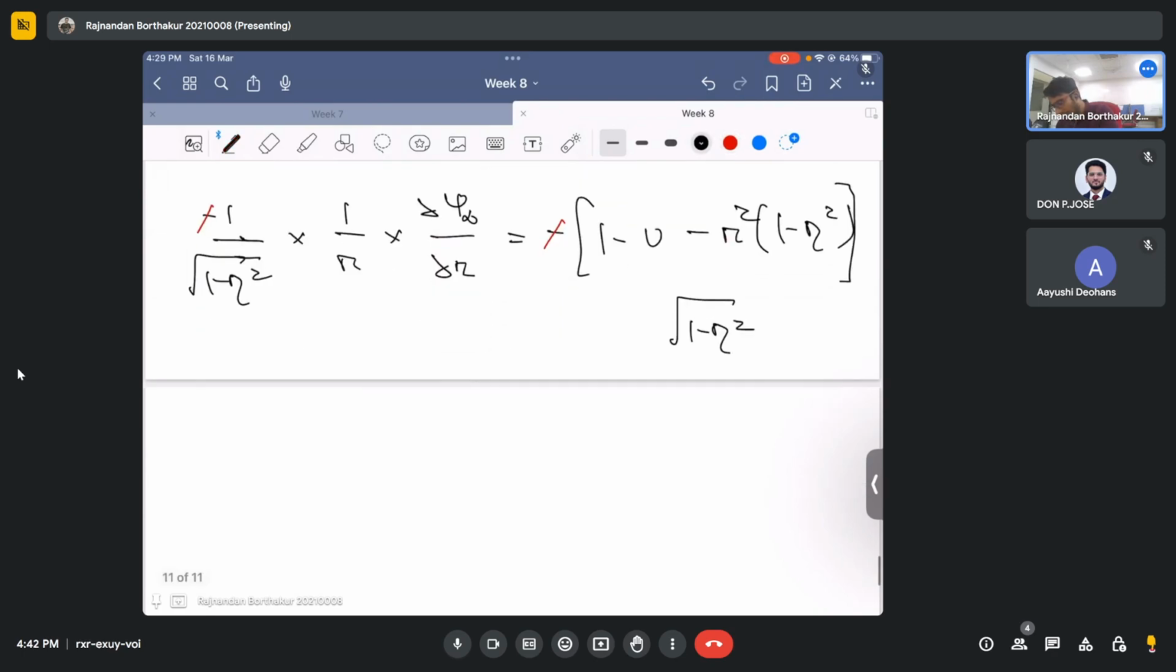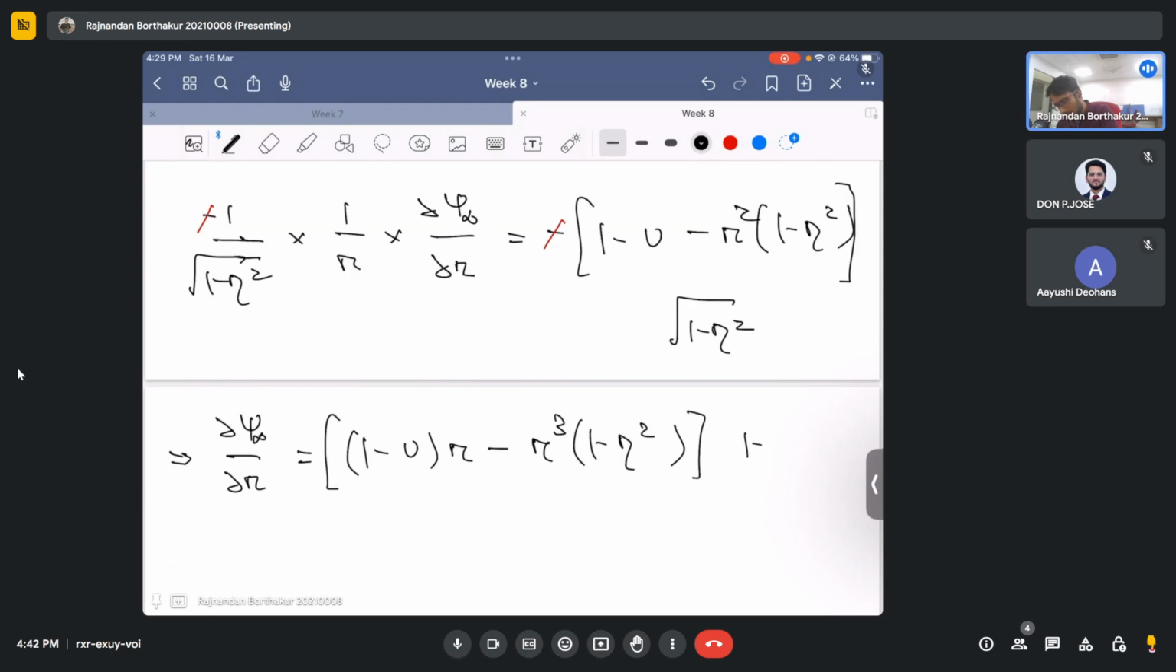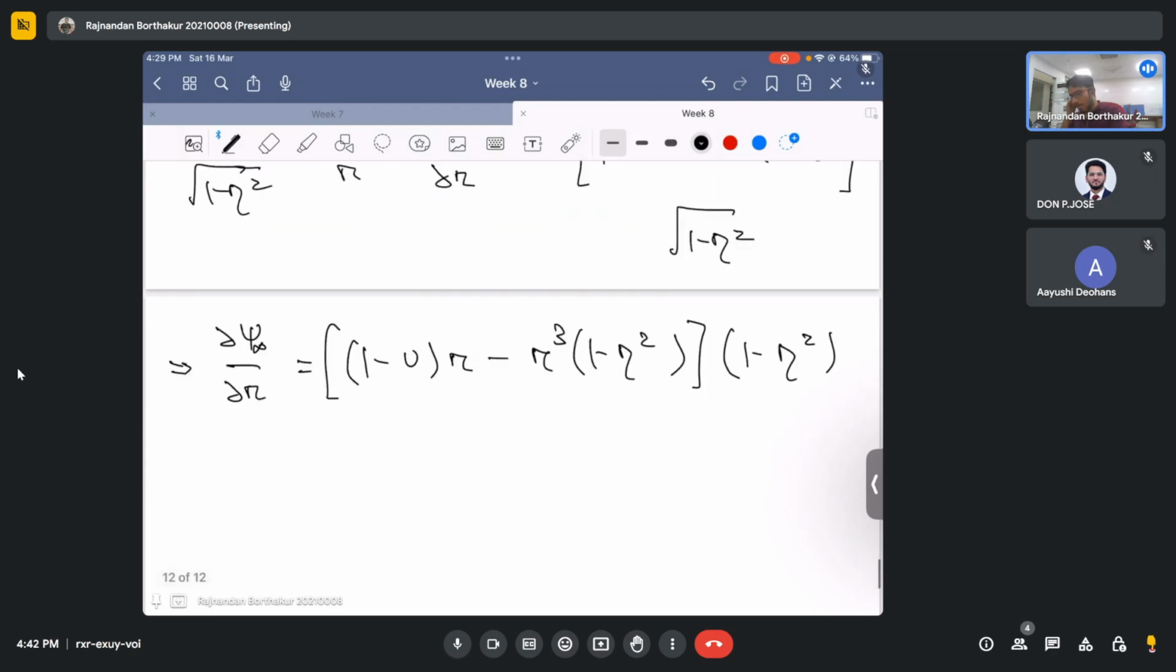So if I want to evaluate del psi infinity by del r, the equation would be something like this. It would be 1 minus u times r minus r squared. I think this should be r cube, basically. This would be r cube, times 1 minus eta squared, and this is then multiplied with 1 minus eta squared. I'm just bringing these two quantities to the other side of the equation. So now let's integrate this.